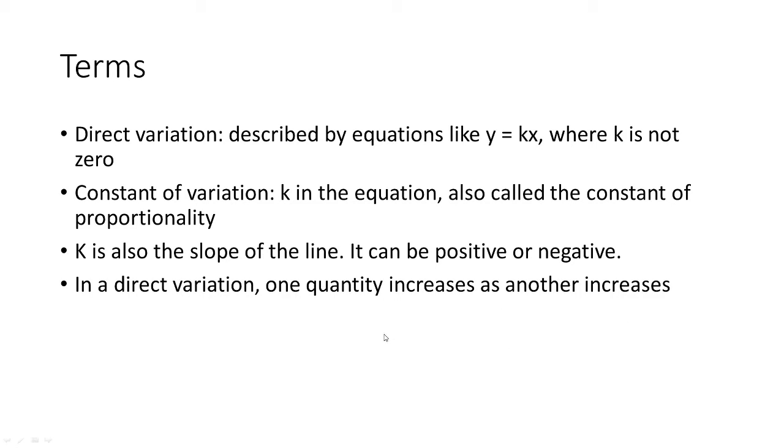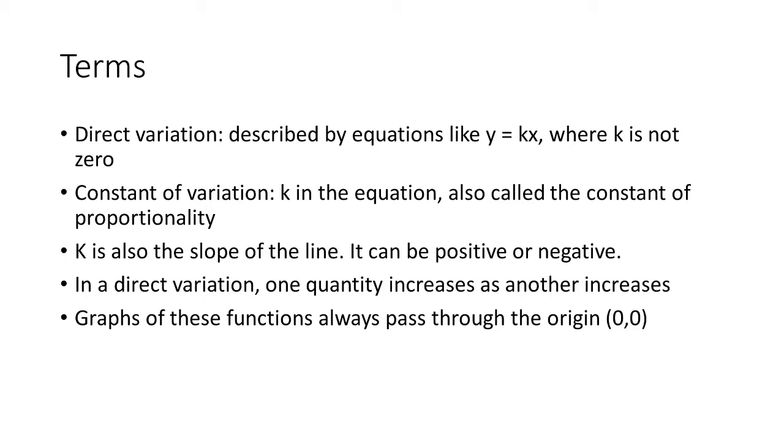In a direct variation, one quantity increases as another increases, or increases as another decreases, as I said. Graphs of these functions always pass through the origin 0, 0. You can prove it to yourself right now. Take a look at the equation. If I plug in 0 for x, anything times 0 is 0, yeah? So if x is 0, y is 0.